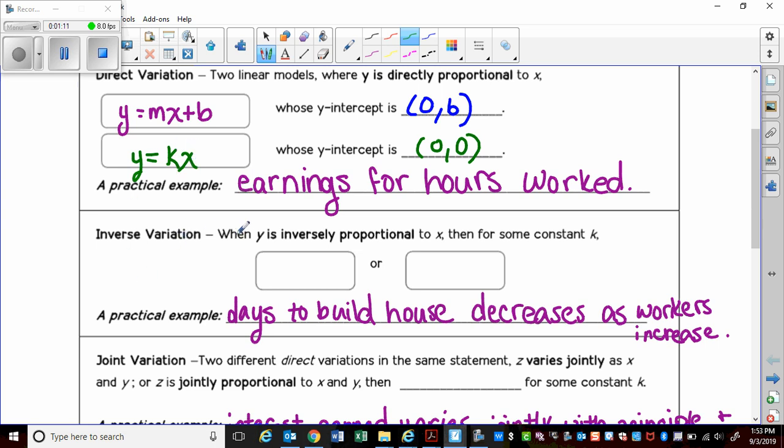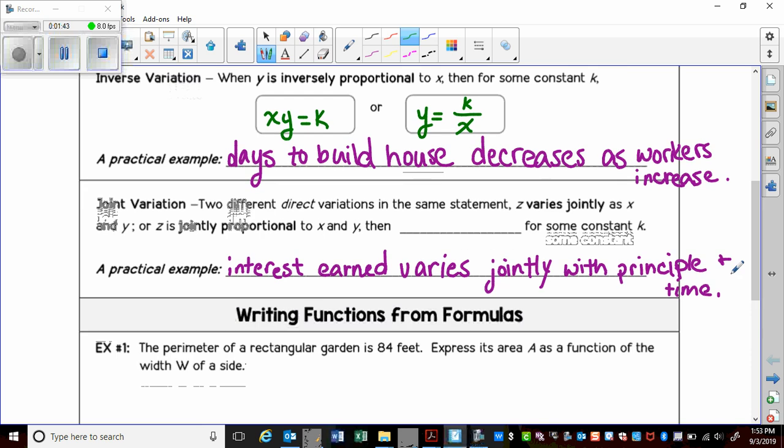Inverse variation is when y is inversely proportionate to x for some constant k. So if they say something like xy equals k, days to build a house decreases as workers increase. Something like y equals, if I just divide each side by x, it'll be k over x. Okay.